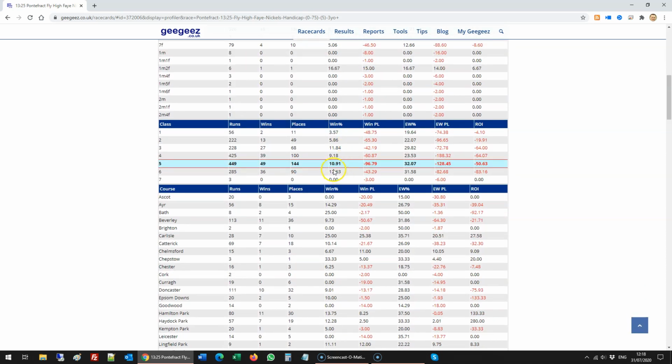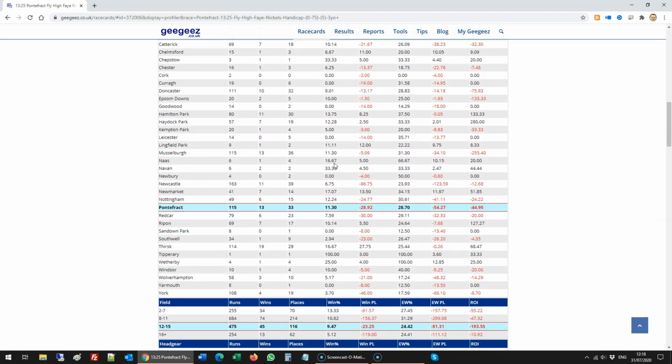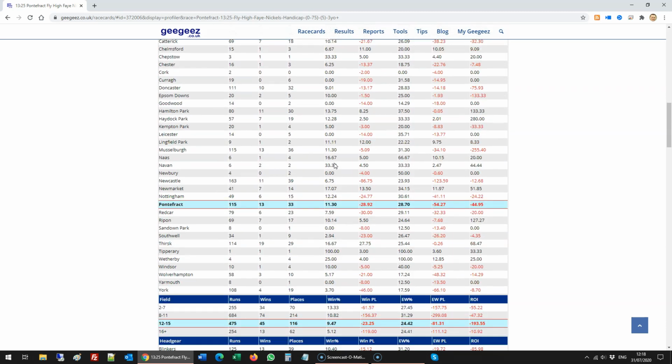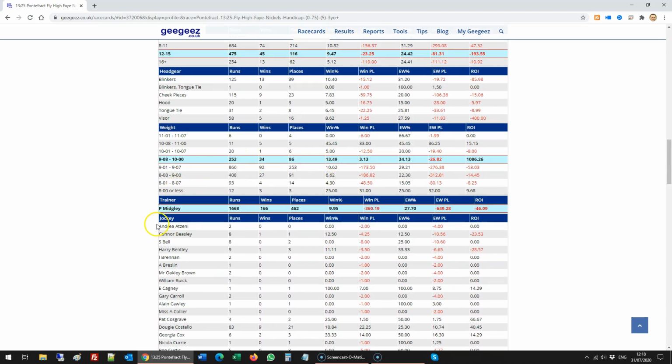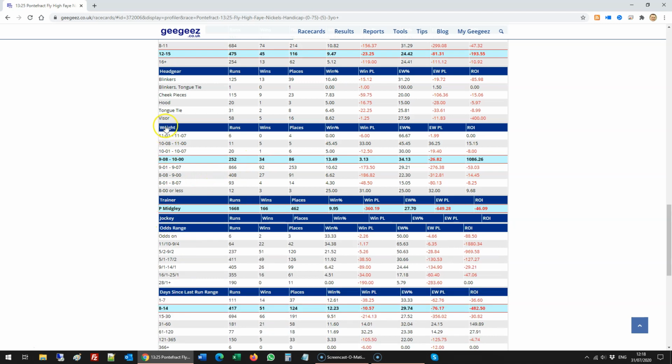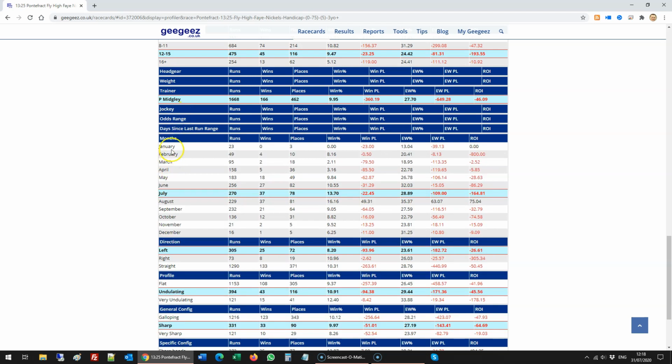And we can see that class 3, 5 and 6, I mean 4 is not terrible either, but basically lower class races are where Midgley cuts his teeth. The course stuff is interesting potentially, but not at this point. One thing you can do is click on any of these boxes to close them up and tidy things up a little bit.